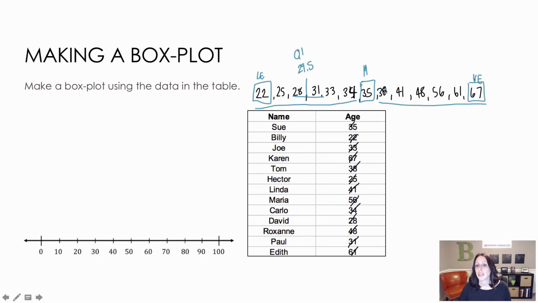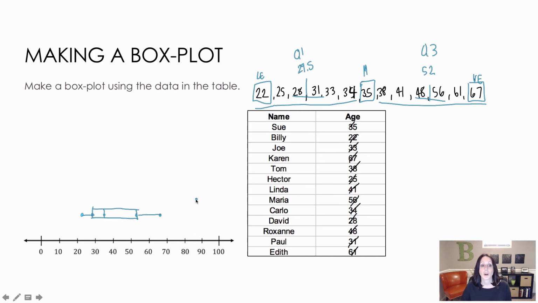And then I would do the same thing here, 1, 2, 3, 1, 2, 3. I would end up at 48 and 56, which would give me 52 as an average, which is my Q3. So basically, I'm going to put a point on my number line, but above it, at 22, at 29.5, at 35, at 52, and at 67. For the middle 3 dots, which are my quartiles and my median, I'm then going to just make a box. So I'm going to make straight lines through those and make a box, and then I'll connect the whiskers to the outside.